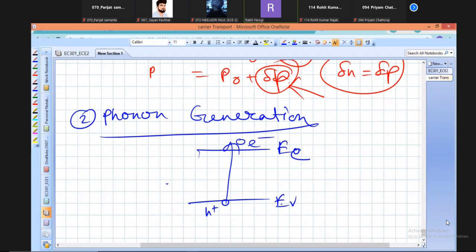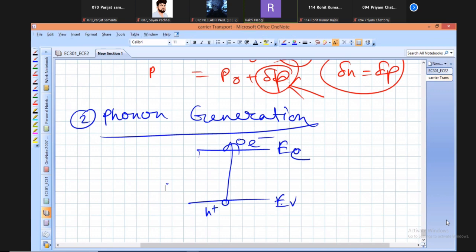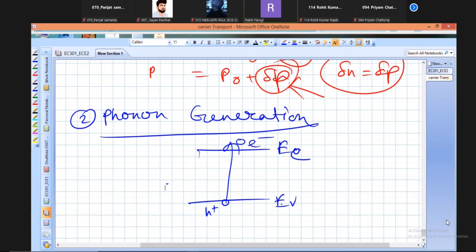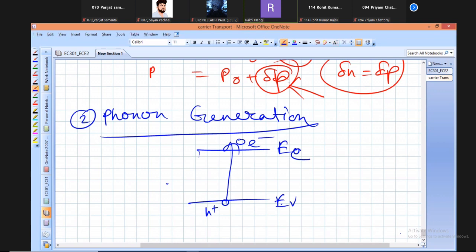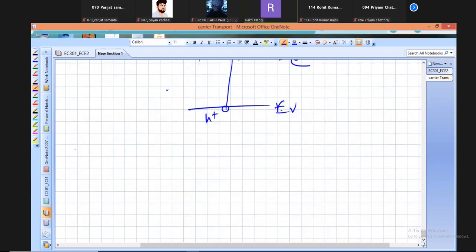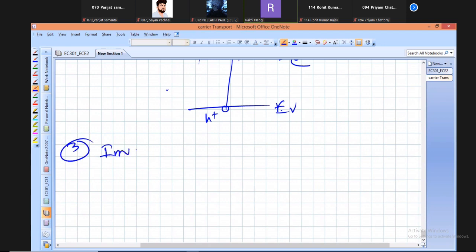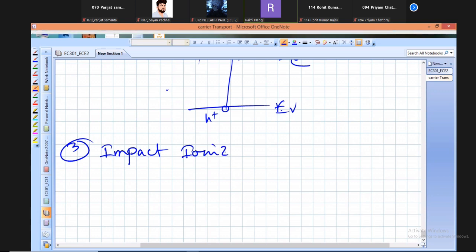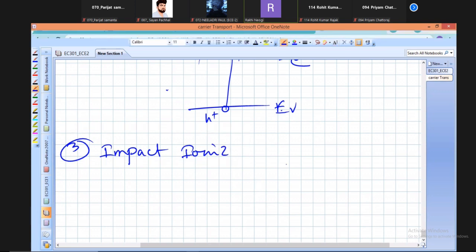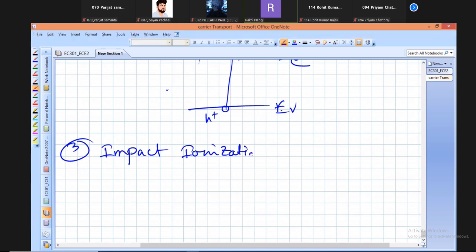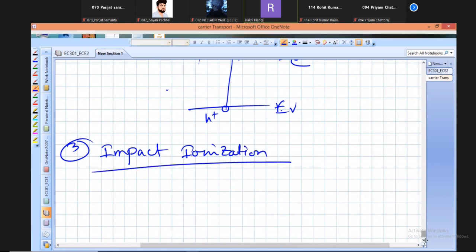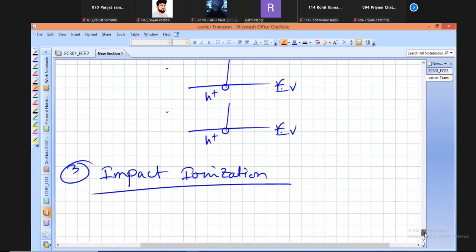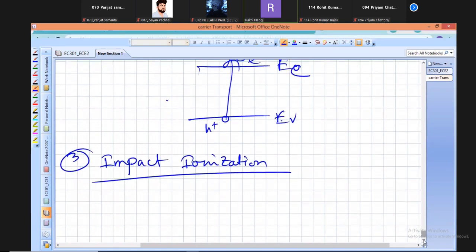Same thing is happening, that means electrons and holes are created. But what are the roles? For which purpose is it created? Based on that, the generation procedure is being classified. First one is photon, second one is phonon, and the third one is impact ionization. Ionization, that means impact ionization.